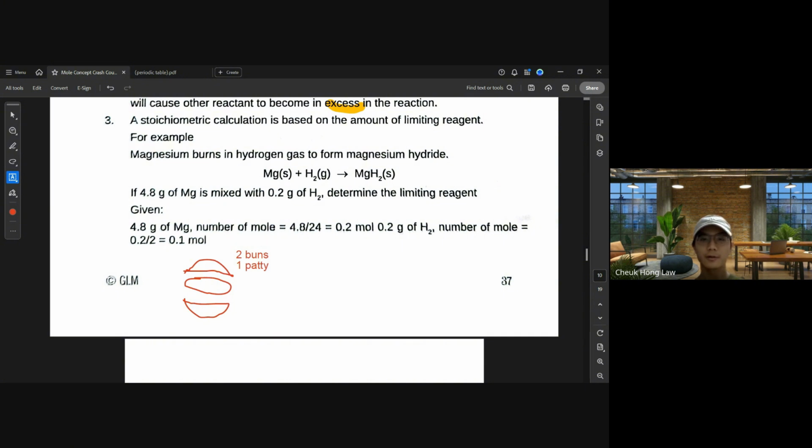So what is the chemical equation? It will be 1 patty plus 2 buns to give me 1 burger. Okay, this is the chemical equation of burger.